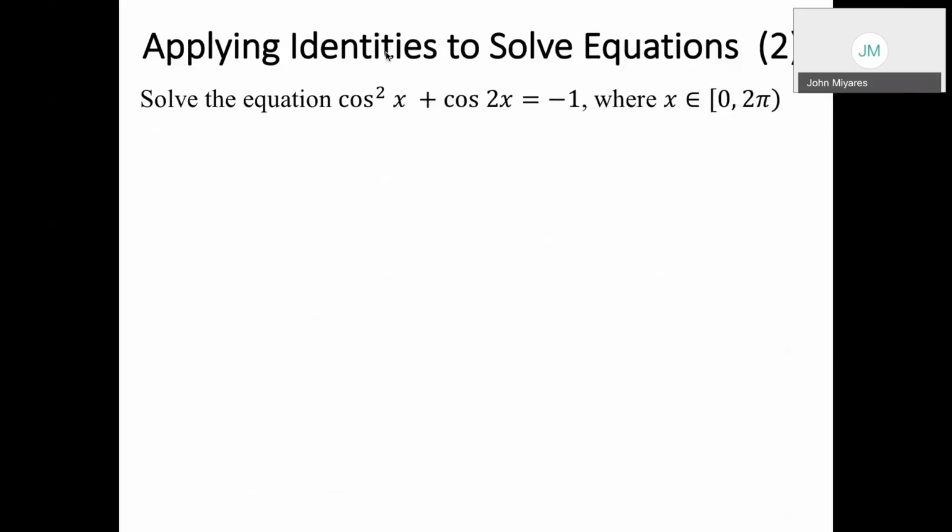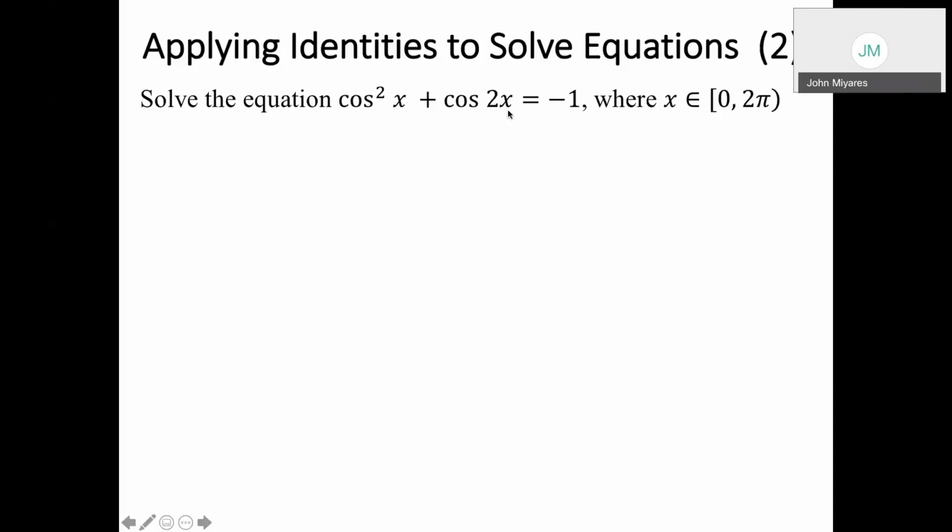This one has both a quadratic component in it and a double angle component in it. Solve the equation cosine squared x plus cosine 2x equals -1 for angles x between 0 and 2 pi. This is not a case where you're going to be able to factor a cosine out of all of this, because the angles you're working with are different. In the first term, you've got the angle x. In the second term, the angle is 2x.